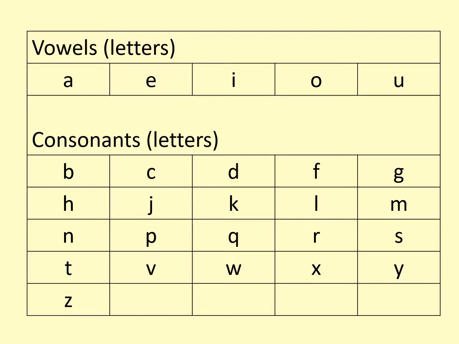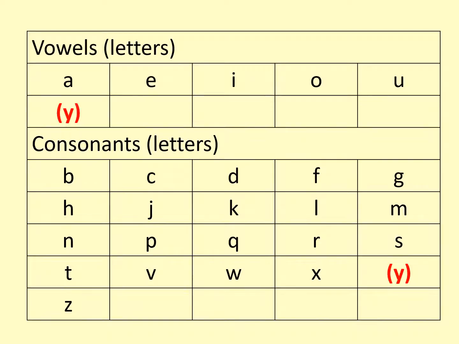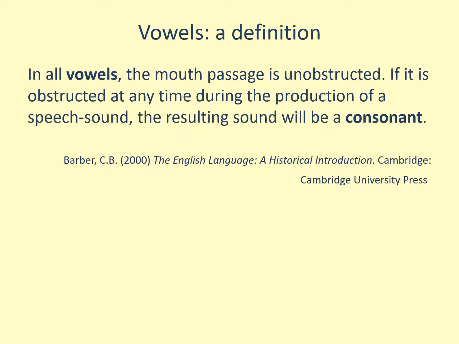So here are the letters that are vowels, A, E, I, O, U, and the others which are all consonants, except for Y, which can serve both as a vowel and as a consonant. Here's a really useful definition from Barber. In all vowels, the mouth passage is unobstructed. If it is obstructed at any time during the production of a speech sound, the resulting sound will be a consonant.